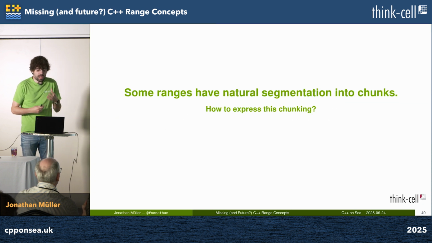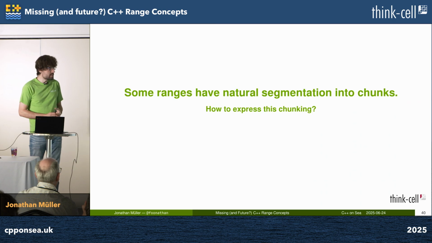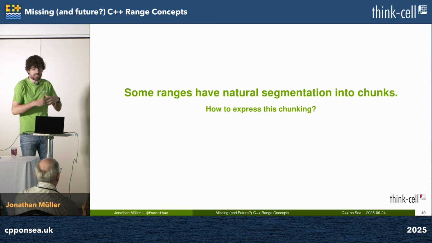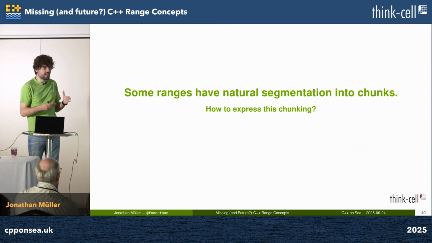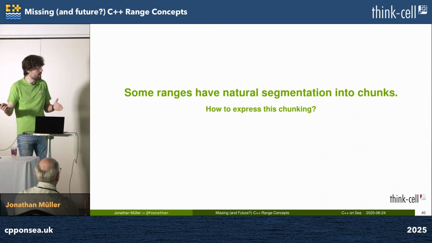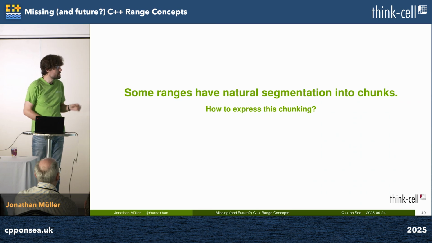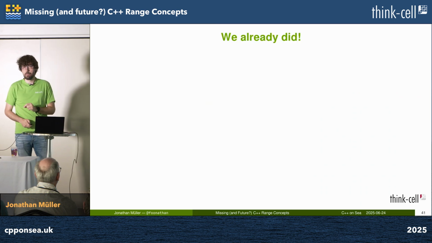And so some ranges have this natural segmentation into chunks, and it would be really nice if you could just express this and optimize it accordingly, right? Because then we can do memcopy on the contiguous chunks, even though we can't do memcopy on the entire range. And the good news is we already expressed this chunking.